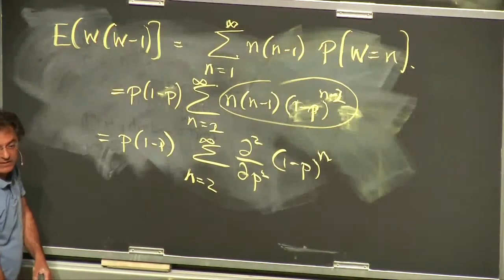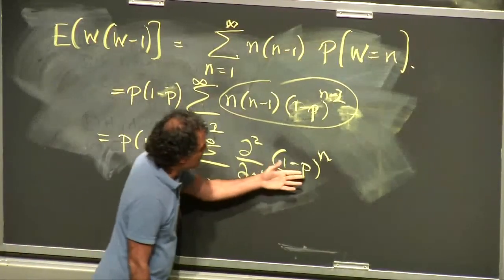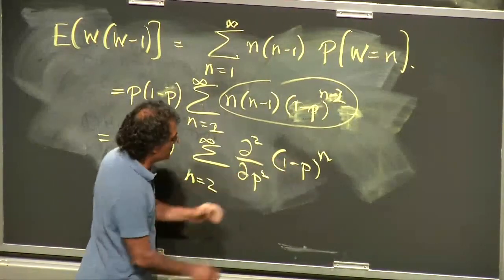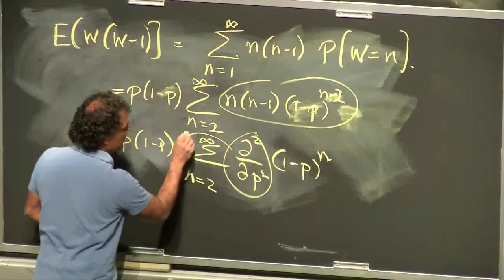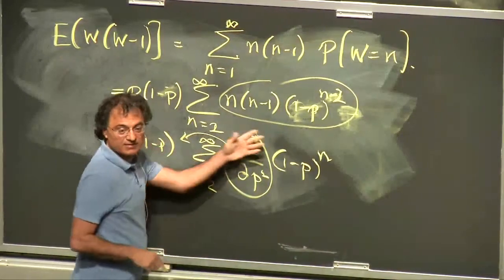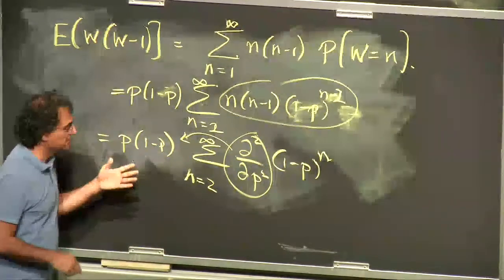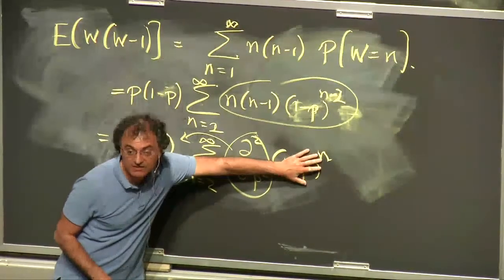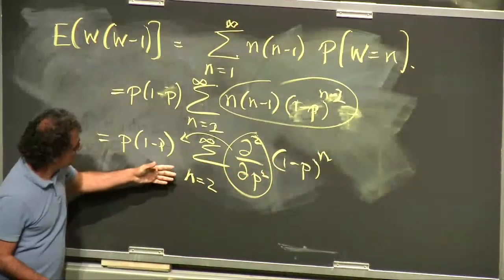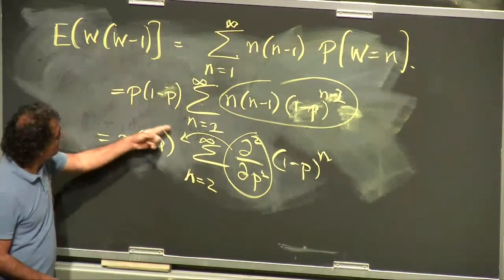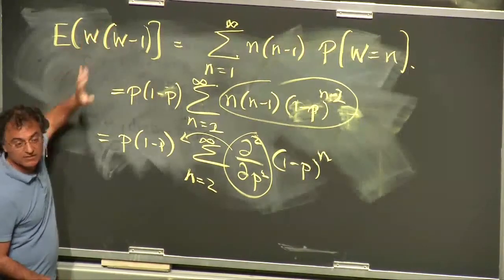Right? And so now we go ahead and sum, we move the derivative outside the summation, we sum the series, take the second derivative. So you can sum this geometric series in closed form, take the second derivative, and then multiply by that, and you get this.